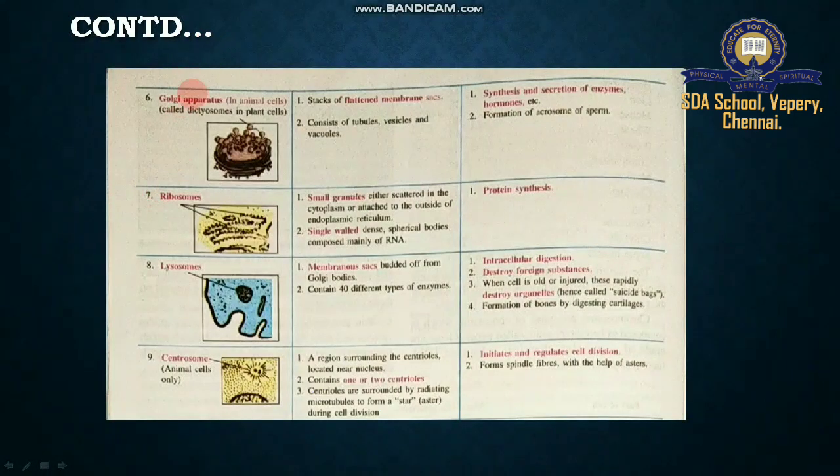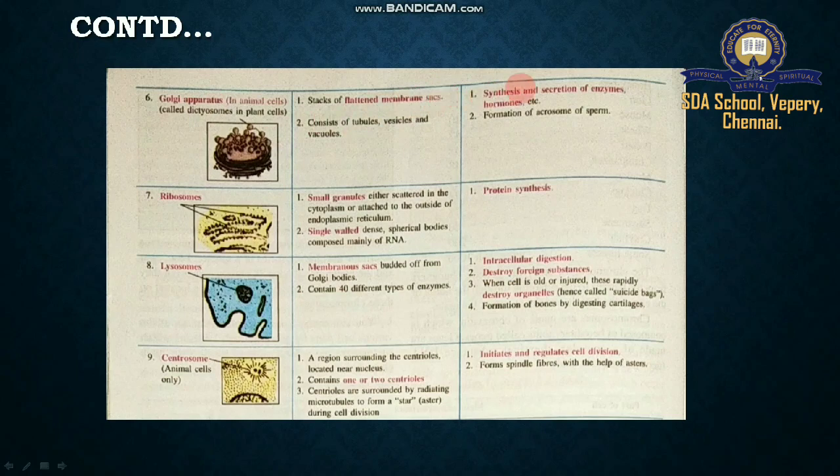Then the Golgi apparatus. In animal cells it is called the Golgi apparatus, and in plant cells the same organelle is called the dictyosome. So the same organelle has different names in plant and animal cells. It is a stack of flattened membrane sacs consisting of tubules, vesicles, and vacuoles; therefore, tube-like, vesicle-like, as well as vacuole-like structures.